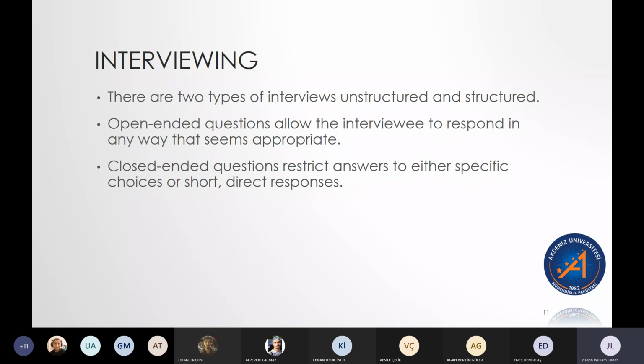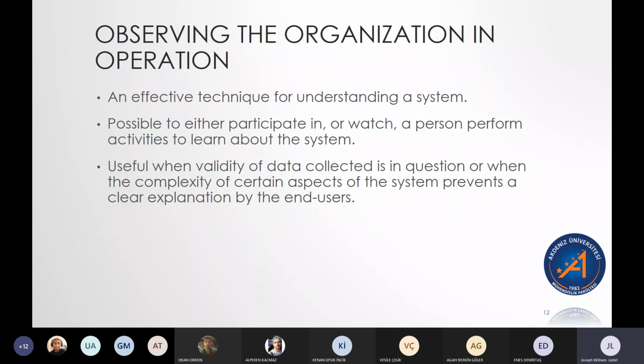So, we're continuing on with our fact-finding technique discussion, and we are moving on to the next topic, observing the organization and operation. Actually, one thing I need to say is that I said the questionnaire survey is coming after this one. It's actually the last one, the fifth one. I was mistaken on the order. But this one is interesting because if we have the time and availability to do this, it can be quite useful.